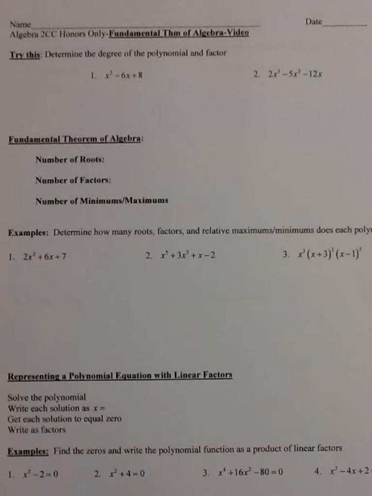Okay, so let's see what we have. It says to first determine the degree of the polynomial and then to factor. So remember, the degree of the polynomial is its largest exponent. So I see here for number 1, I have x squared minus 6x plus 8, so my largest exponent is 2. So that would be the degree. So I have a degree of 2.